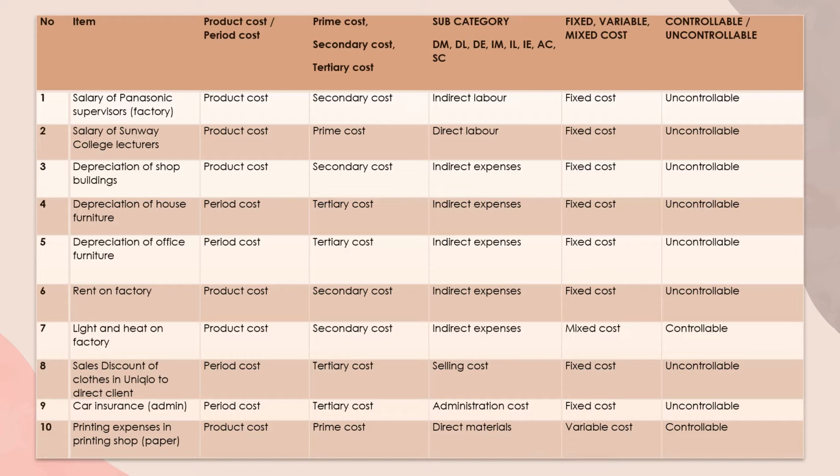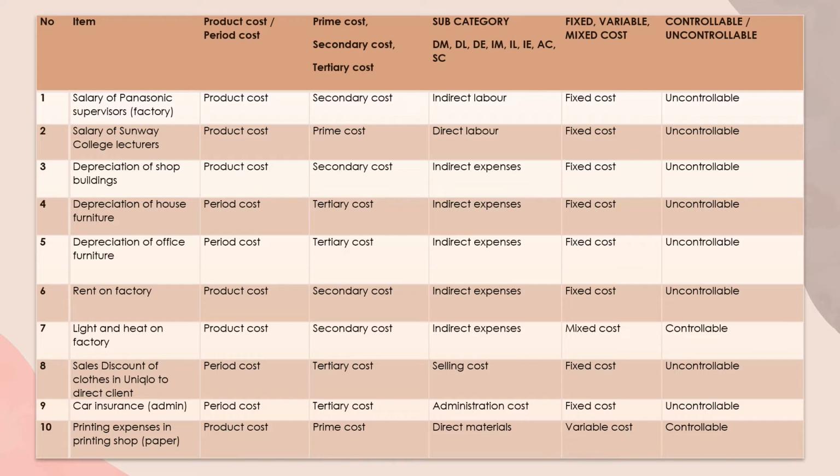4. Depreciation of house furniture, period cost, tertiary cost, indirect expenses, fixed costs, and uncontrollable. 5. Depreciation of office furniture, period cost, tertiary cost, indirect expenses, fixed costs, uncontrollable. 6. Rent on factory, product cost, secondary cost, indirect expenses, fixed costs, and uncontrollable.